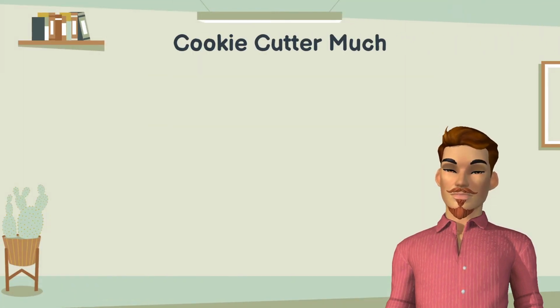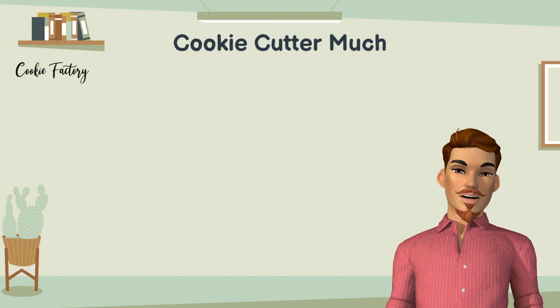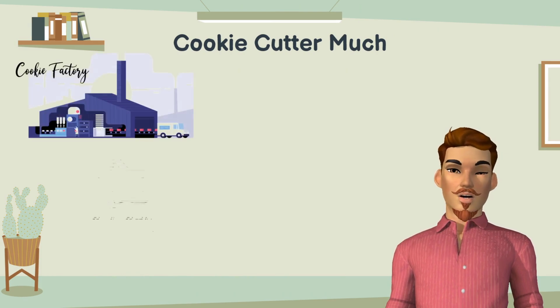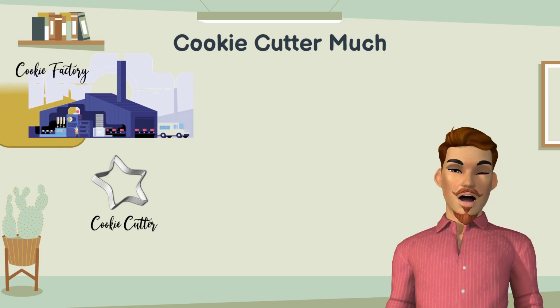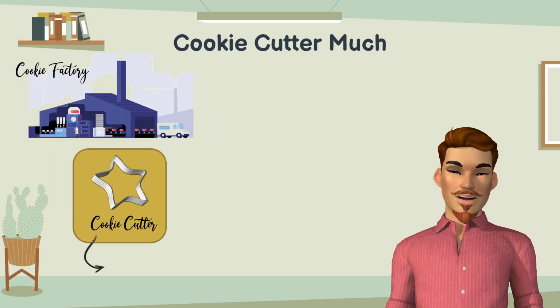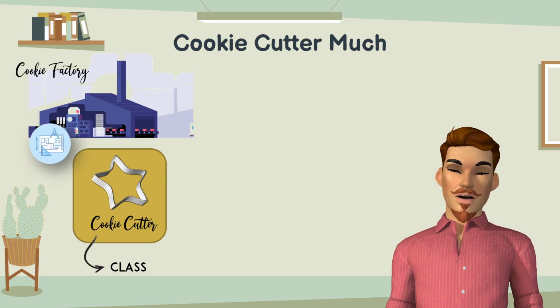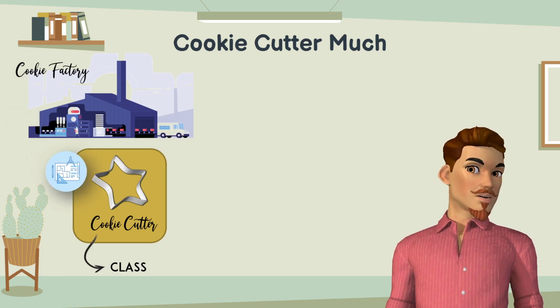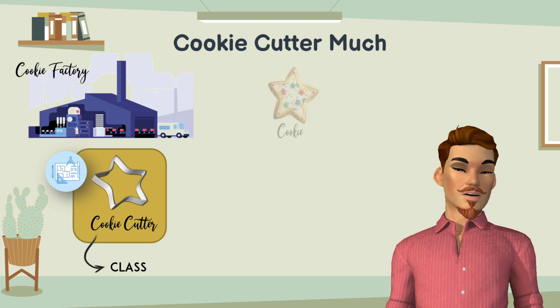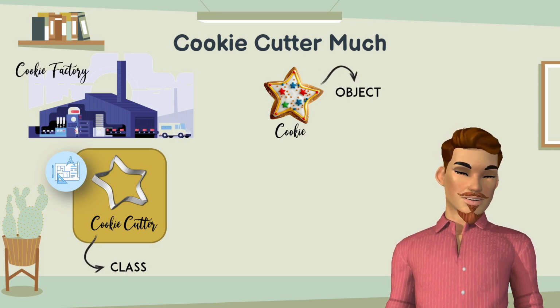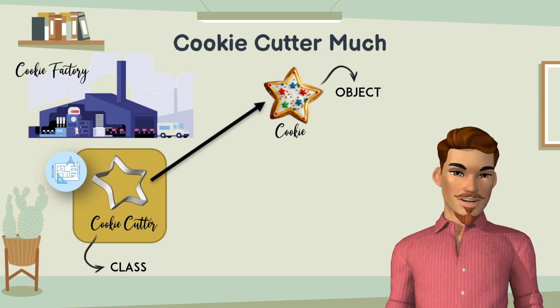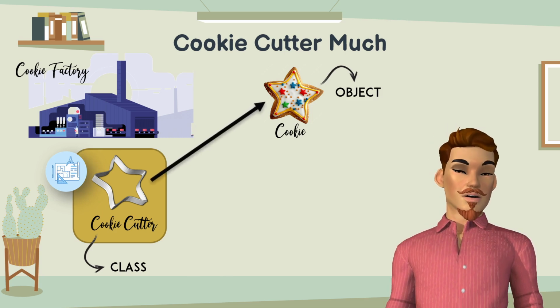Imagine you work in a cookie factory. The cookie cutter is going to be your class. That is, it defines the shape and the blueprint. However, be careful, it's not a cookie yet. Every cookie you make is going to be an object. An object here is something real, something edible, an instance created from the class.